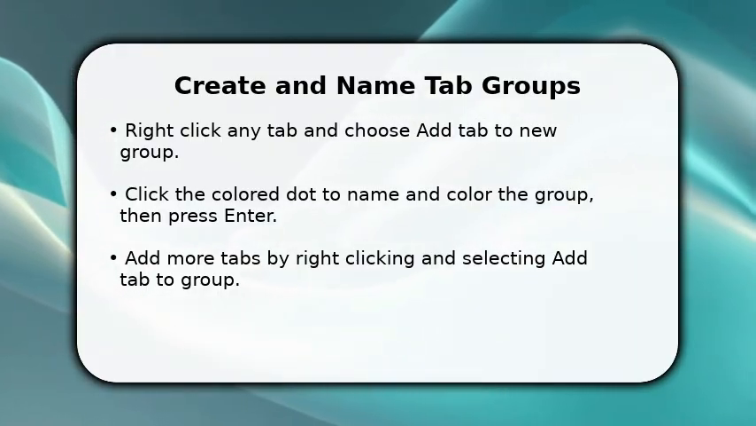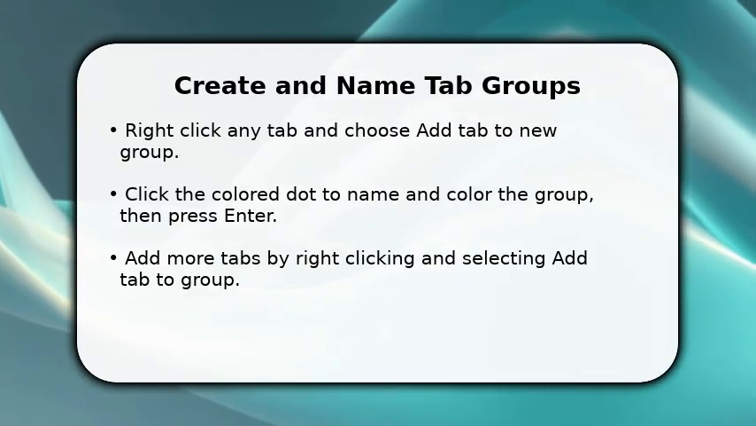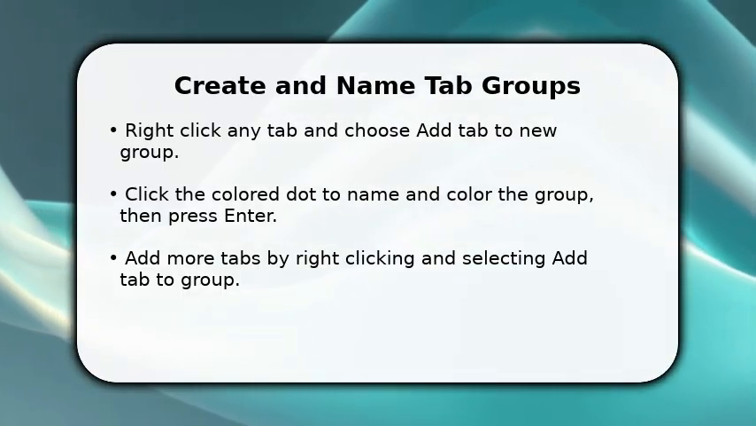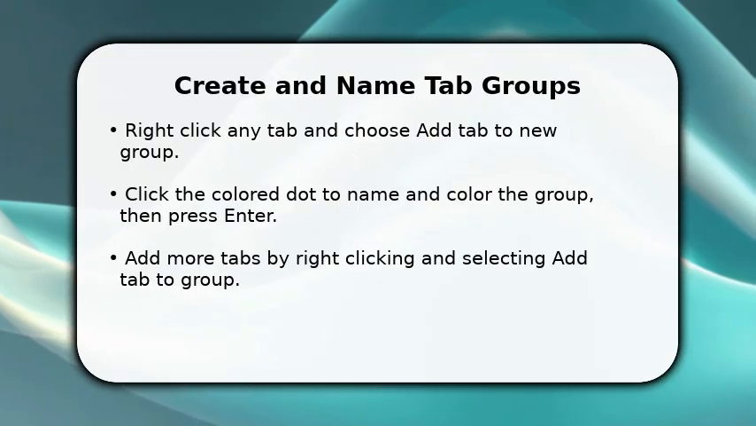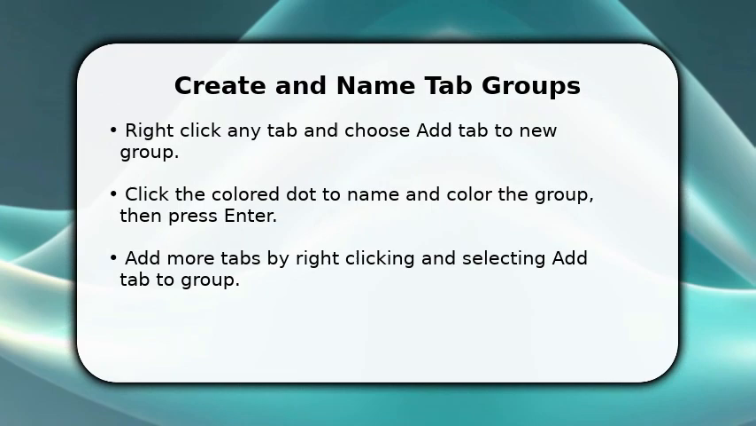You can add more tabs by right-clicking and selecting Add Tab to Group. Use concise names like Work, Research, or 2025 Projects for clarity. This makes visual organization faster when you have many tabs open.